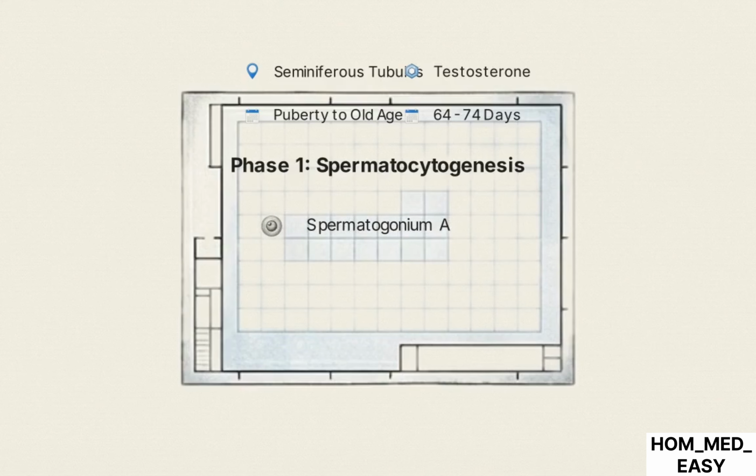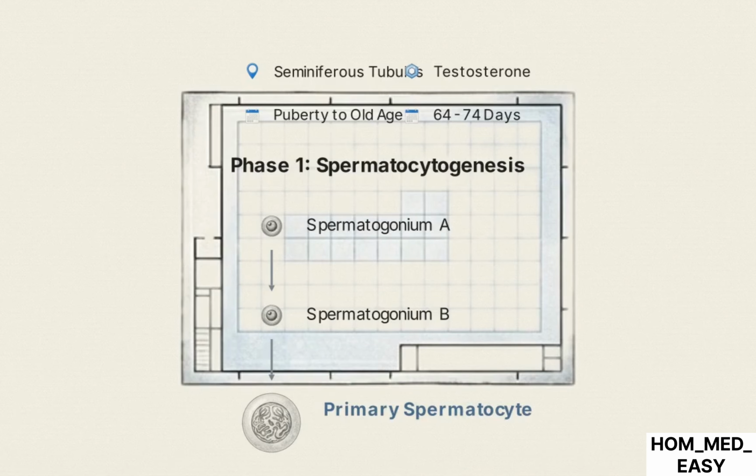Draw spermatogonium A transitioning into spermatogonium B at the top of your flowchart. Spermatogonium B undergoes mitosis to grow and prepare for the upcoming divisions. Draw an arrow pointing down to a new, larger circle. This brings us to our first major milestone. Label this new circle the primary spermatocyte.